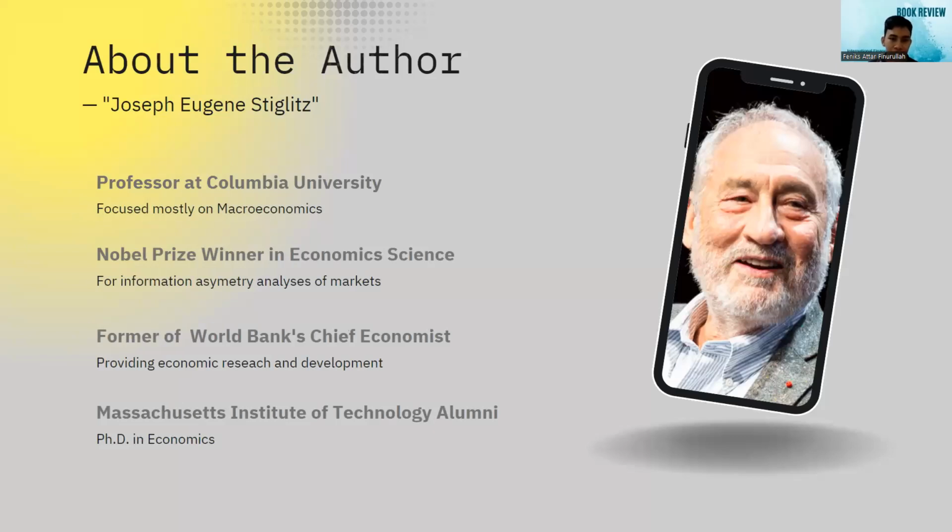Joseph Eugene Stiglitz is the author of Globalization and Its Discontents. He's a professor at Columbia University, mostly focused on macroeconomics. Stiglitz won the Nobel Prize in economic science for his analysis of markets with information asymmetry. He was also a former World Bank chief economist, providing economic research and development. Stiglitz also has a PhD in economics from MIT. Next slide, please.